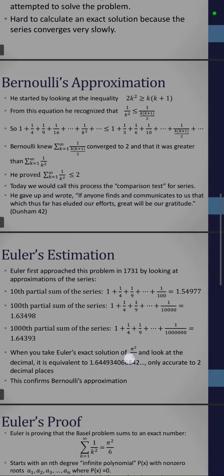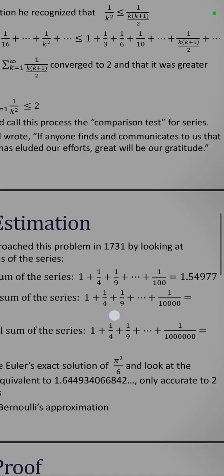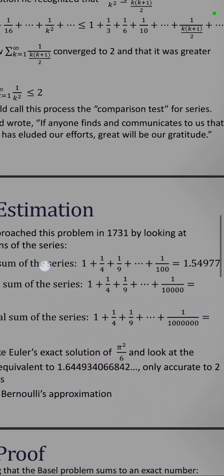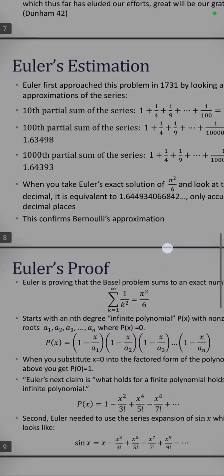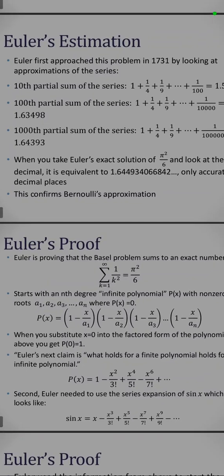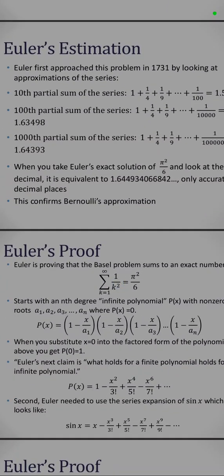You can see this here in this part: 1 plus 1 upon 4 plus 1 upon 9 plus dot dot dot up to 1 upon 100. These are basically sigma of 1 upon n square, where n takes the value of 1 up to infinity. And this is Euler's proof. This is what I was talking about, this thing.